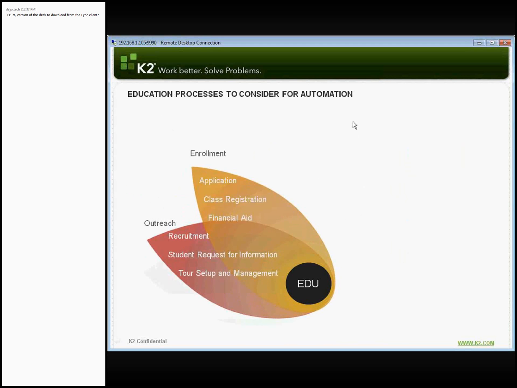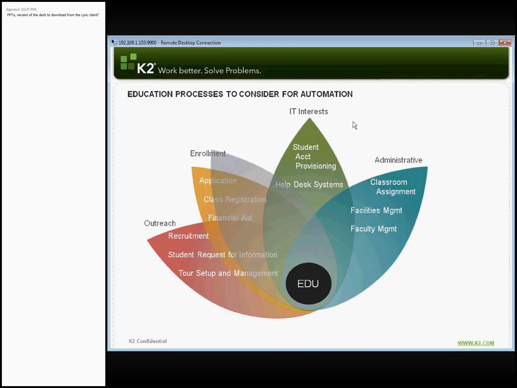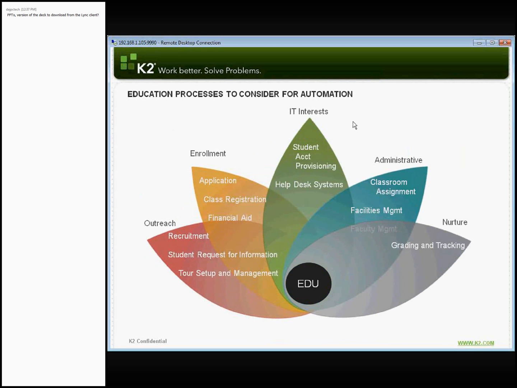What kind of processes are we talking about? What can we automate within the education arena? So you can see our little lotus flower here showing some of those different areas from outreach, enrollment, IT interests, whether I want to do system access, create help desk systems, administration, facilities management, faculty management, and then obviously nurturing. You want to make sure you're watching that student progress from the time they inquired about the university as well as final graduation and beyond.